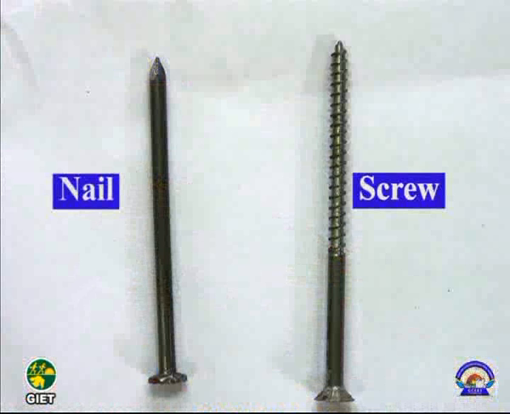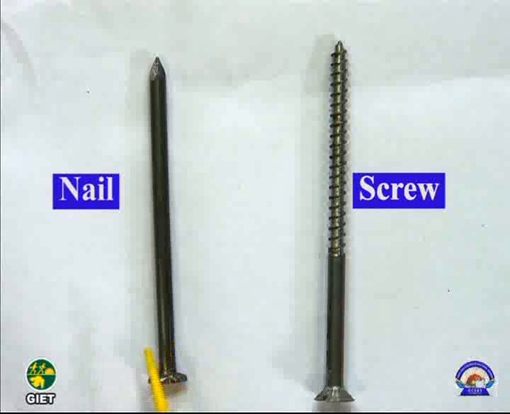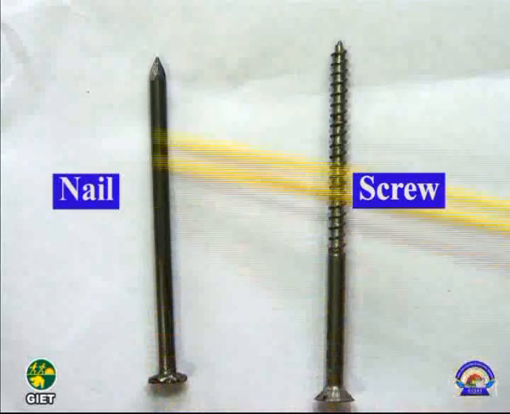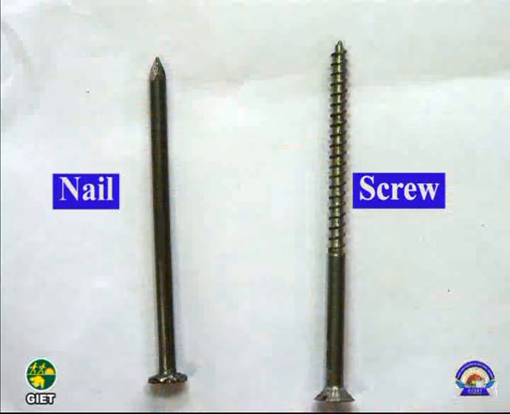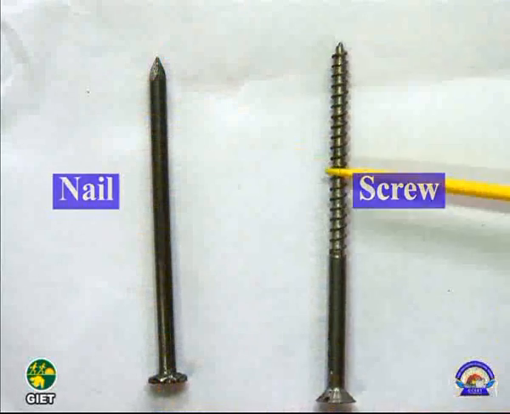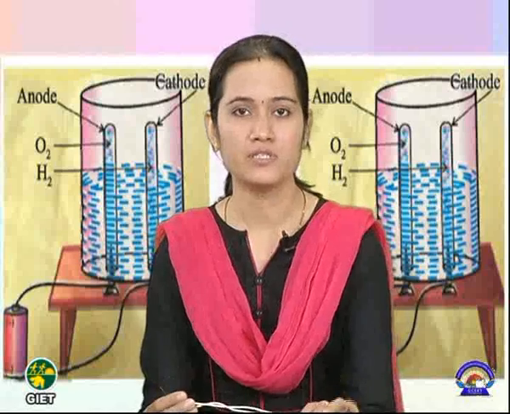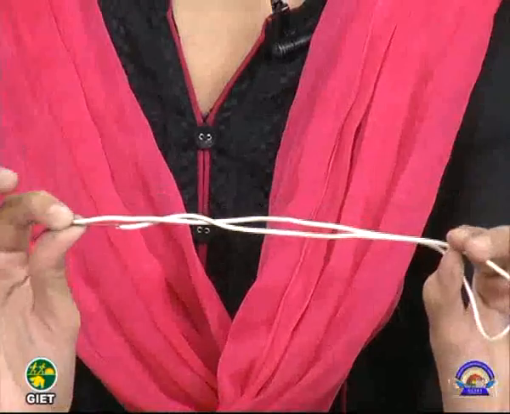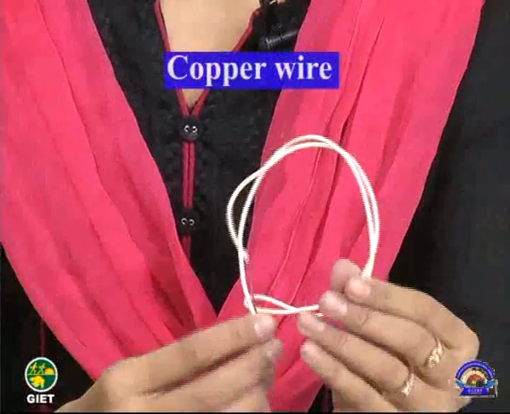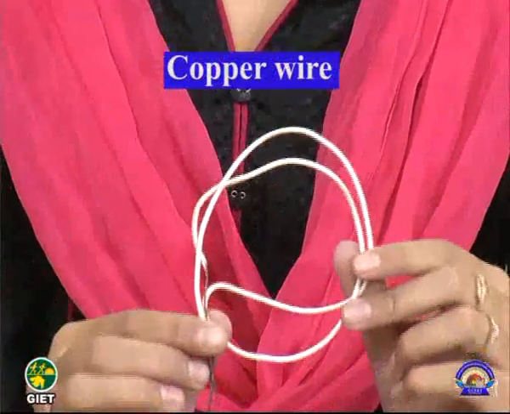Yes, Poonam, you are correct. See, this is a nail and this one is a screw. The surface of the nail is plain, whereas the screw has threads on it. Students, we require a copper wire. This one we have used in the previous experiment also.